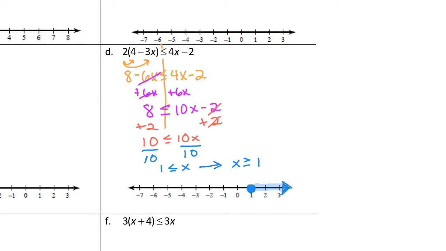And don't forget what this means. It means any number greater than 1 and including 1 would make this original inequality true. So that's what we've done here with this graph.